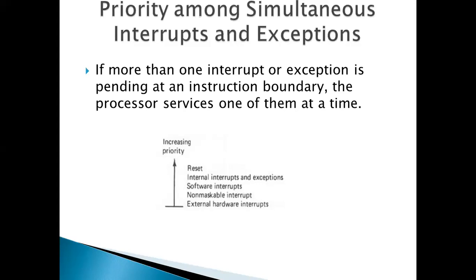From where the call has been made, might be in the procedure jump or just a call, once it has been done, it will return back to its original flow. Like that here also, if there are more than one interrupt or exception pending at an instruction boundary, then the processor serves one of them at a time.